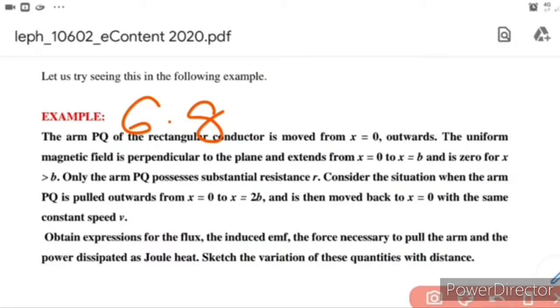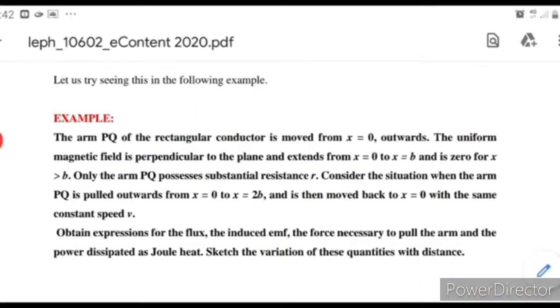The uniform magnetic field is perpendicular to the plane and extends from x equal to 0 to x equal to b, and is 0 for x greater than b. Only the arm PQ possesses substantial resistance, the rest being smaller. Consider the situation when the arm PQ is pulled outwards from x equal to 0 to x equal to 2b and is then moved back to x equal to 0 with the same constant speed.